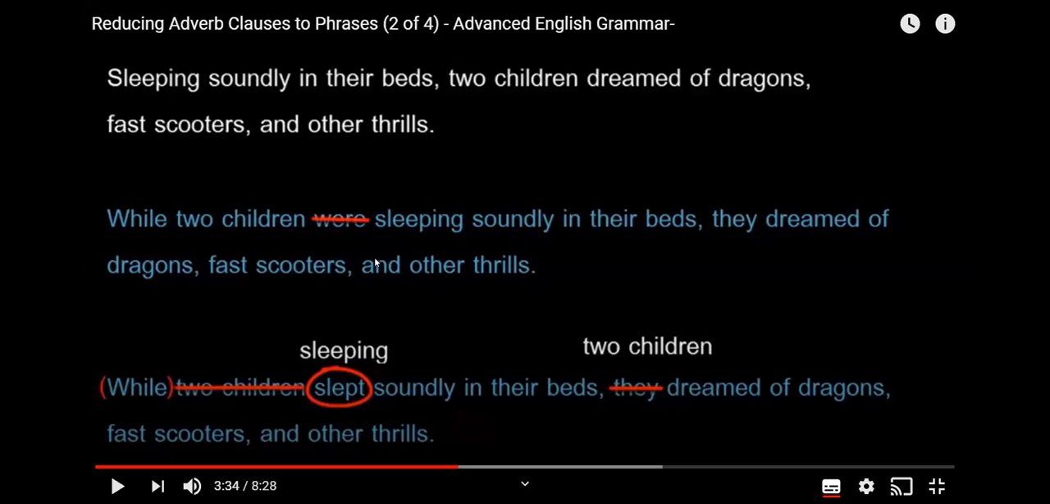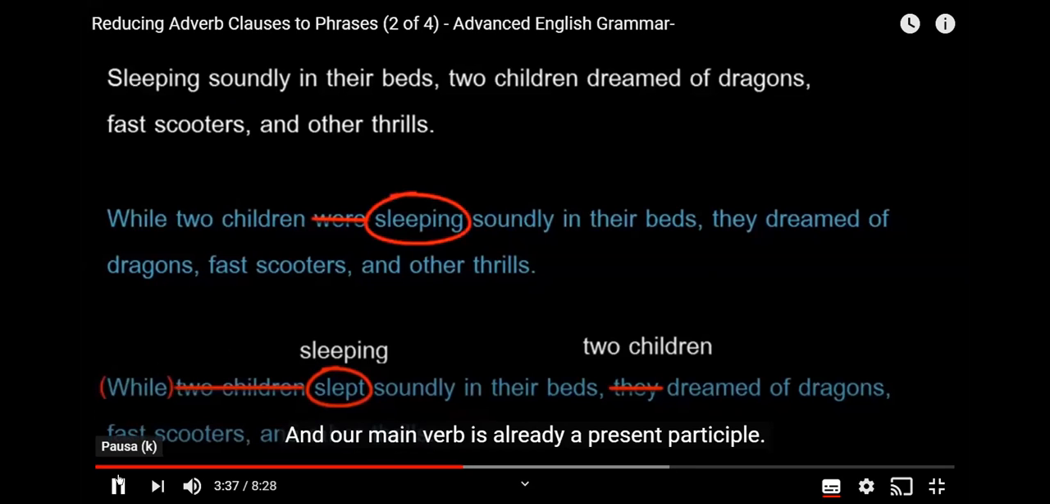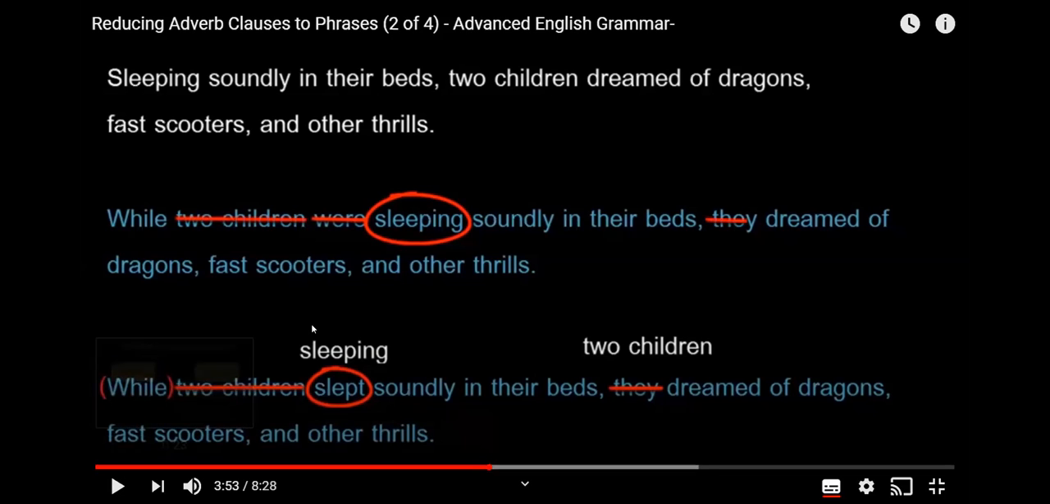So you remove this and you remove the subject. And also, because while can be omitted, you can reduce this like this: sleeping soundly in their beds, two children dreamed of dragons. And our main verb is already a present participle, so this makes our job easier. When we change adverb clauses with progressive verbs, just take out the form of be and keep the present participle. You understand that? When we are working with progressive tenses, we keep the verb exactly as it is because it's in the present participle, and we only take out the helping verb and the subject.